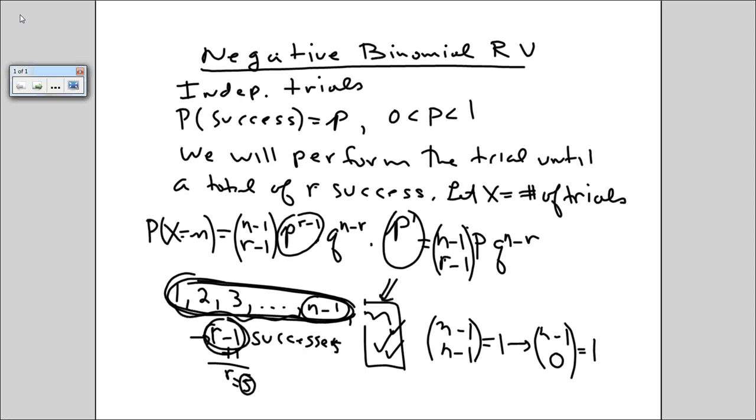And I guess I should say that n can be 1 or 2 or 3, etc. So that's the formula for the negative binomial random variable, if you want r successes in the first n trials, where that last trial is going to be a success.